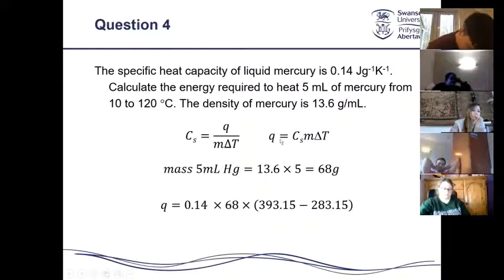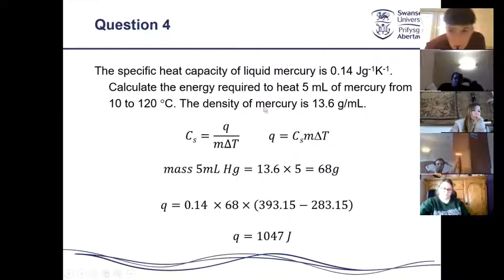This then can be entered within the rearranged equation, giving you a final quantity of heat, Q, as 1047 joules. So I think we've definitely covered that aspect of this week.